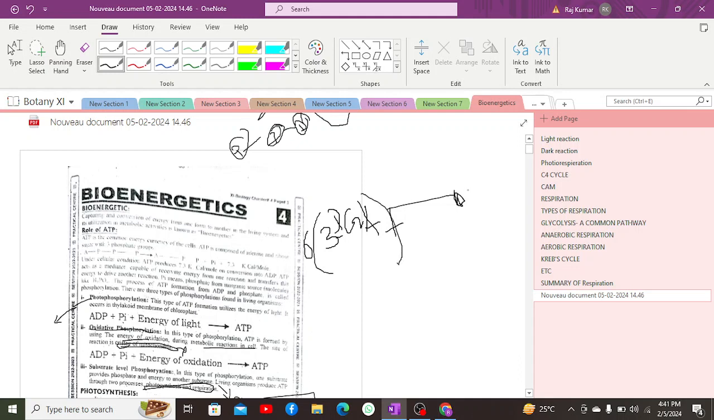6 molecules of 3-phosphoglycerate are converted into 6 molecules of 1,3-bisphosphoglycerate. Here 3-phosphoglycerate represents a structure in which glyceric acid, a 3 carbon acid, is there, and on the third carbon there is a phosphate present, so it is known as 3-phosphoglycerate.